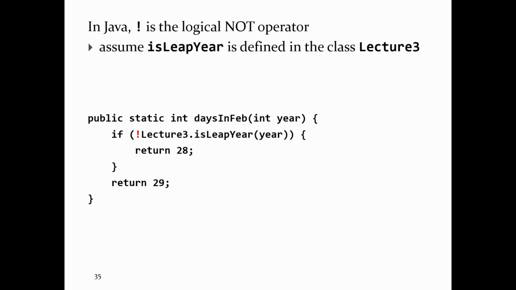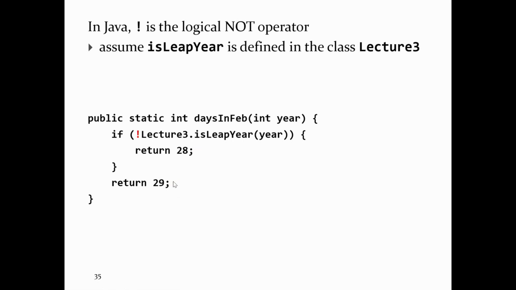And so this returns the number of days in February. If the year is a leap year, it returns 29. If it's not a leap year, it returns 28. So I can call isLeapYear, which returns true or false, and I can negate the result, so there's your exclamation mark. So if not year is a leap year, then I know there must be 28 days in February, otherwise there's 29.